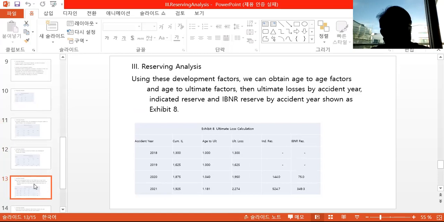Then using the cumulative incurred loss at the valuation dates, you multiply by the age-to-ultimate factors for each accident year, and you get ultimate loss. And then by subtracting the cumulative paid loss, you get the indicated reserves. And also by subtracting the incurred loss, you get the IBNR reserve, which is shown in the last column in Exhibit 8.